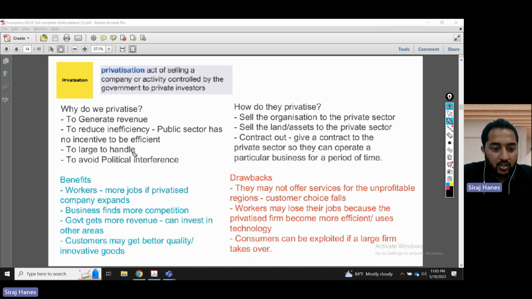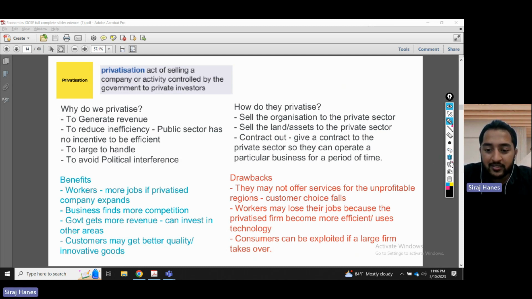What are the benefits of privatization? Well, when you privatize, companies take over, they start to innovate and make more stuff, and they are profit motivated to produce more. Jobs are created. Businesses find more competition, and when there's more competition, they become more innovative. The government gets more revenue. I told you they can generate revenue, so that means they can invest in other areas. And customers may get better quality and innovative goods. So good.